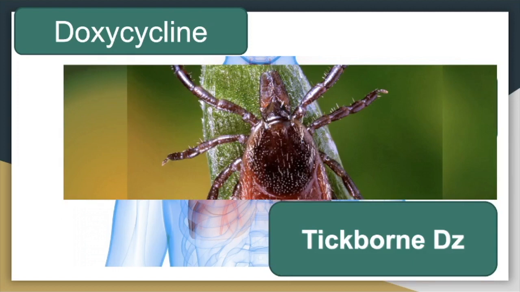Doxycycline is our treatment of choice for Lyme disease, although for children and mild cases, you could also give amoxicillin. It is the treatment of choice for Rocky Mountain spotted fever, anaplasma, so a lot of different tick-borne diseases. If you're not sure what they have and they have some sort of tick-borne disease, go ahead and give Doxy. There are some tick-borne diseases like Babesia that Doxy does not treat, but if in doubt, give Doxy.